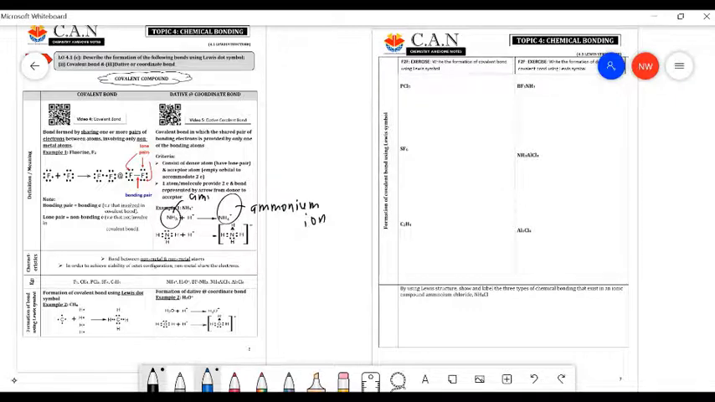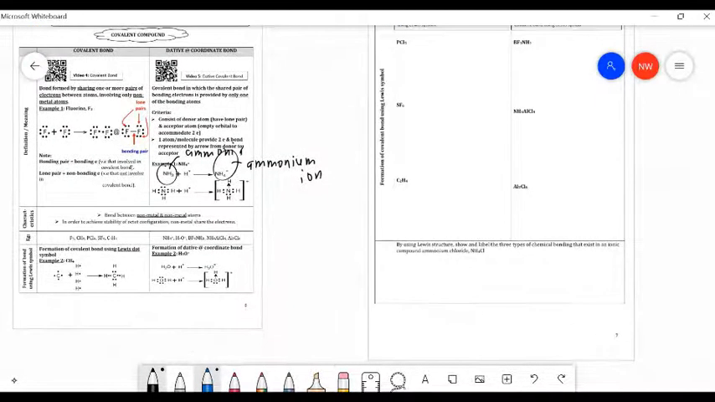NH3 is ammonia. So, to produce ammonium ion, ammonia will react with the H+. As you can see here, ammonia has a lone pair. If you draw the structure of ammonia, NH3, ammonia has a lone pair here. It means that the lone pair doesn't get involved in the bonding with the hydrogen.